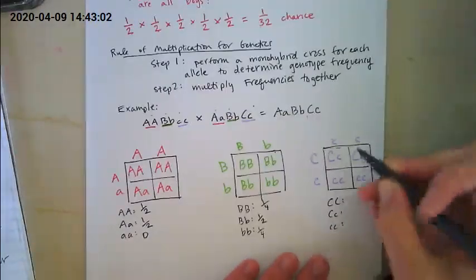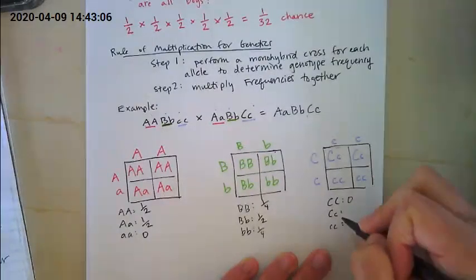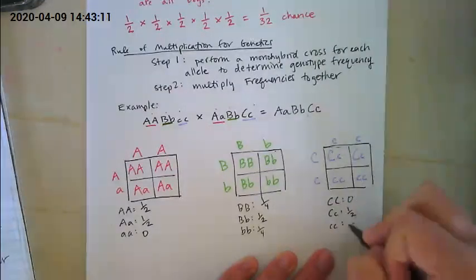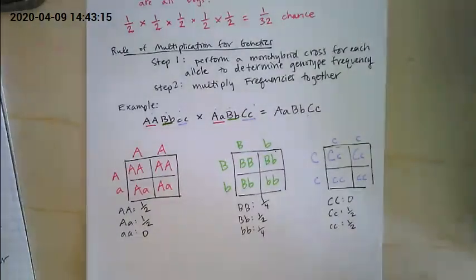Okay, and then here, let's see, we've got a 0 big C, big C. We've got 1/2 heterozygous, and then we have 1/2 or 2/4 homozygous recessive. Okay, so now we can do step 2 where we multiply the frequencies together.